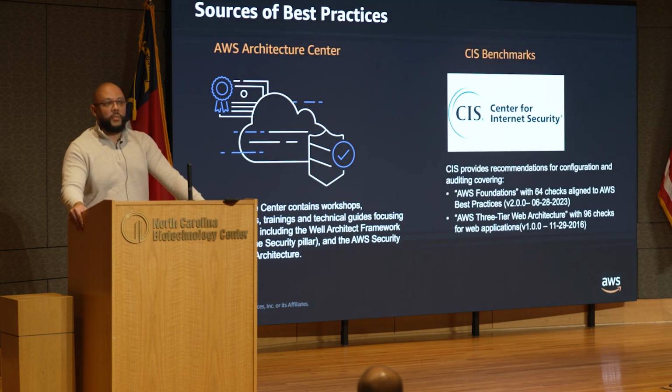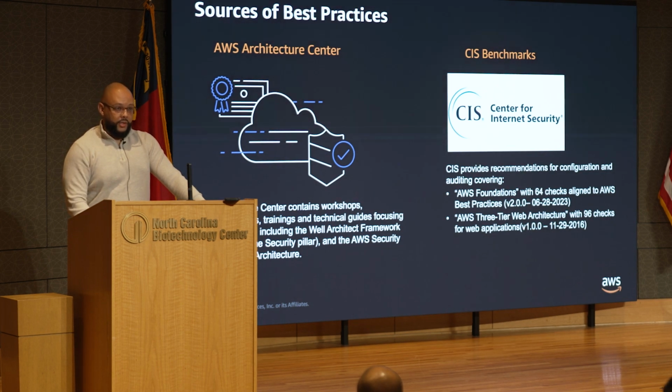And then the CIS benchmarks, we're all security folks here. Everyone's seen this before. The AWS Foundations, the latest version is 2.0, that was released last June. And then there's a little bit older one, the AWS 3-tier web architecture, which had 96 checks specifically for web apps, which is relevant to the scenario we're going to talk about.